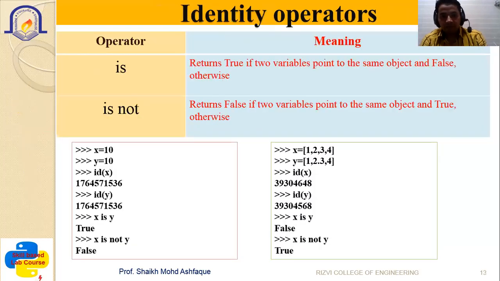Next is your identity operator. These two operators are "is" and "is not". It returns true if two variables point to the same object, and false otherwise. Remember it: if two variables are pointing to the same object. Here it will check, for example, their identity or the address, whether both variables are pointing to the same object or not.